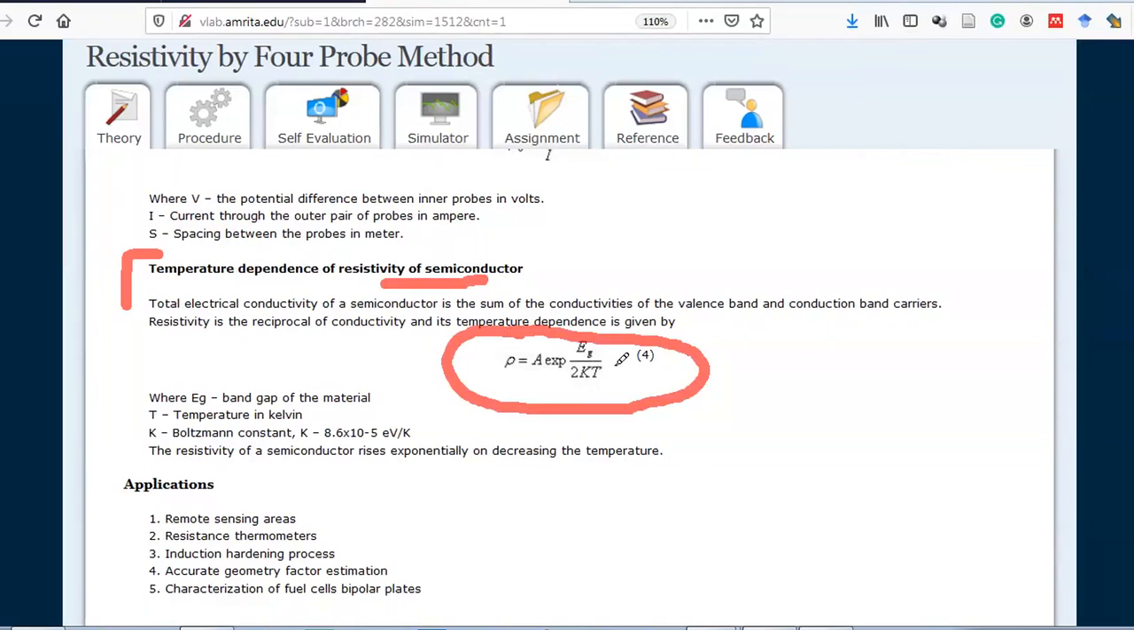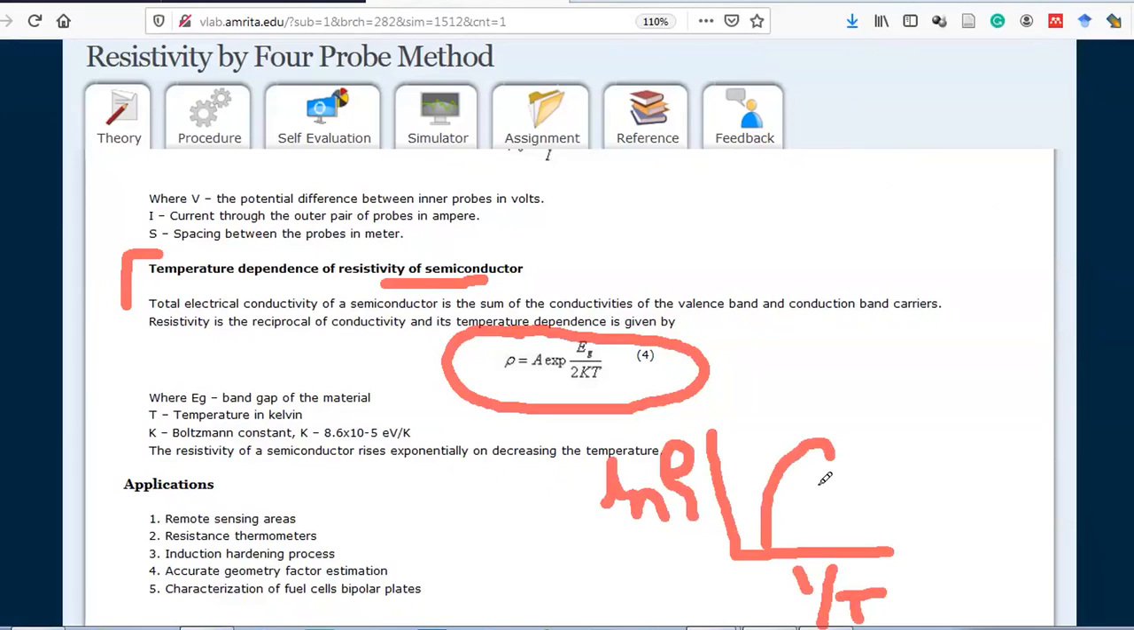And many times what we prefer is plotting a graph. We are plotting a graph between the natural log of rho and 1 upon T. This graph will be a curve like this if you plot it, and this straight line up to this much part, let me change the color, only this much straight line you have to consider for calculating the slope. So you find out the slope from this graph and then put it in this formula. Then you can calculate the value of energy band gap.